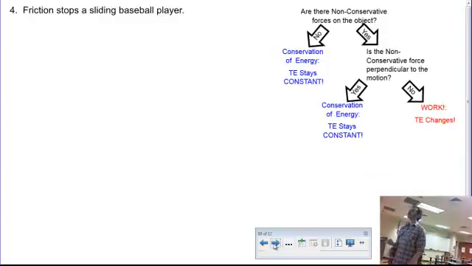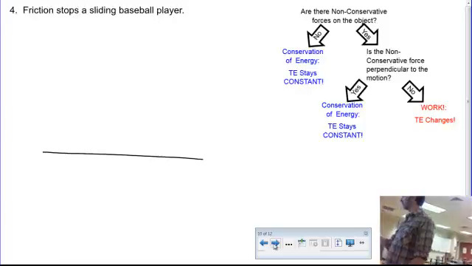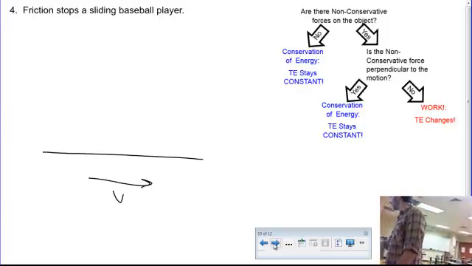All right, friction stops a sliding baseball player. So let's do this. Here's our baseball player. He's running this way, and he's going to slide into base. He's going to slide feet first. I don't know if that's the best way to slide. I'm not a sports guy, but here he is.